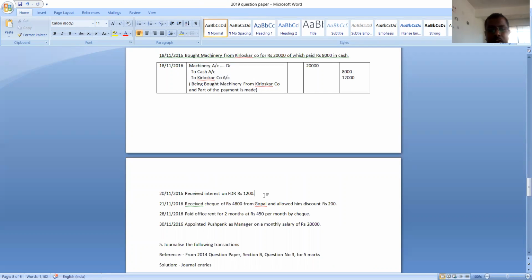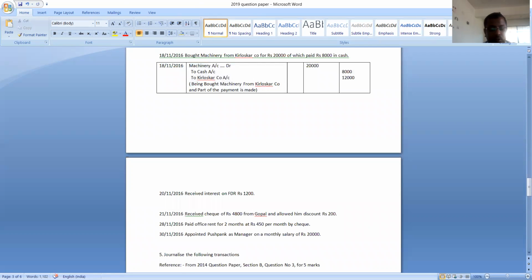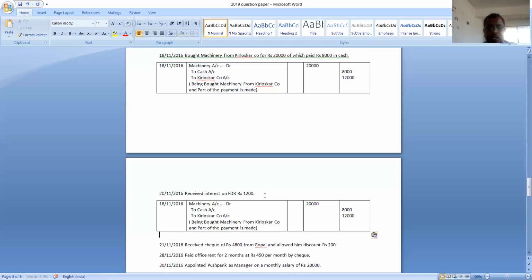Understood? So how many accounts will come here? Totally three accounts will come. One is machinery account, as we bought machinery. Another one is cash account, as we paid 8,000 rupees cash. And we have taken 12,000 rupees credit from them, so another one is Kirloskar company account. In case of credit transaction, these names are very important. It may be the name of the person, or the name of a company, firm, or institution. Let us move to the next transaction now.